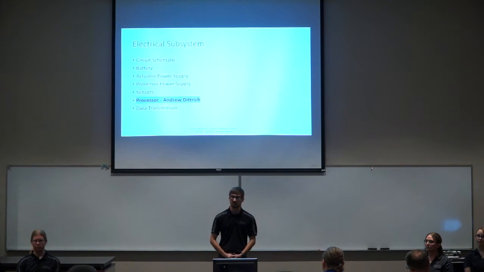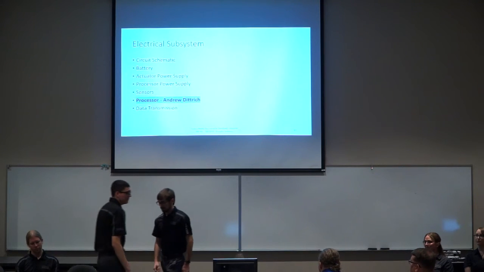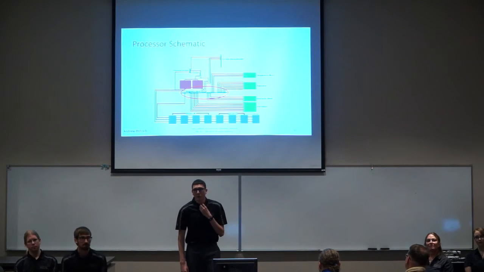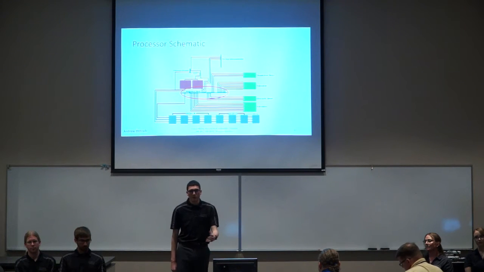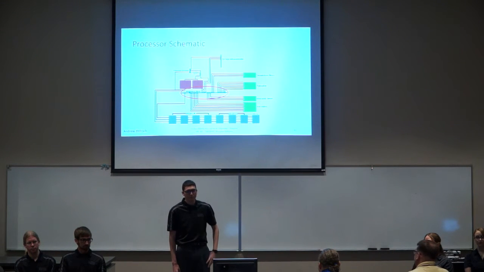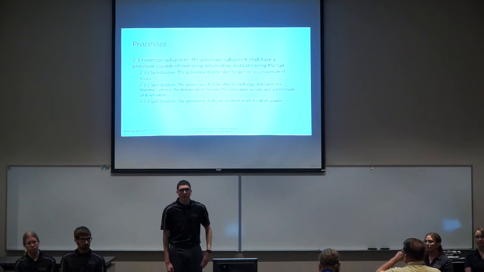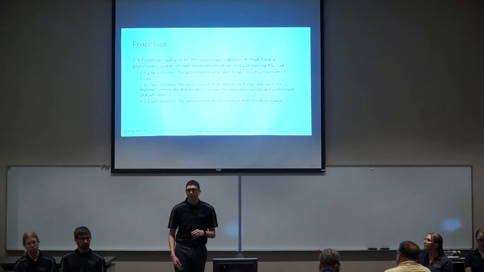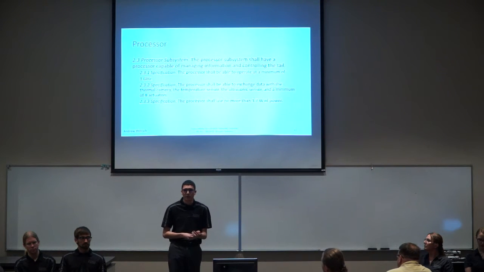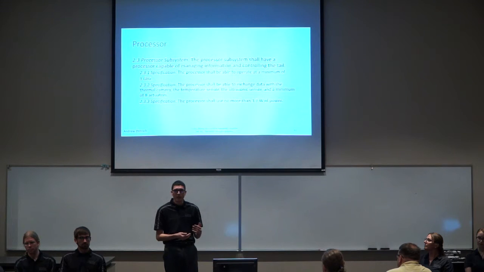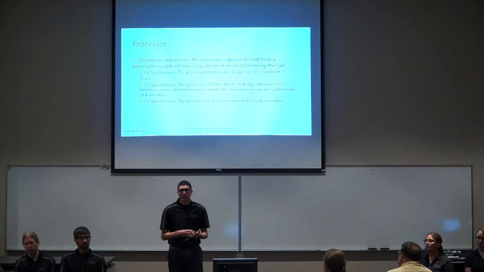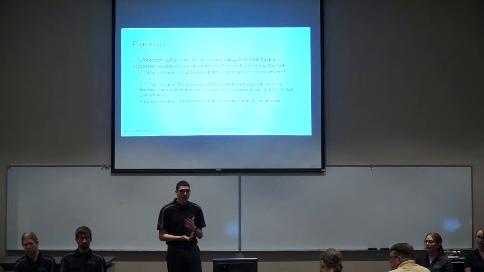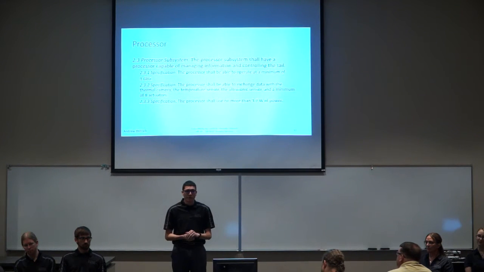And now Andrew Dietrich will speak about the processor. Thank you, Austin. So the processor we've been mentioning throughout this presentation is the BeagleBone Black, noted in the middle, circled in red. The requirements and specifications that best tie to our selection of a processor is that we want a processor that's capable of managing information and controlling the tail. So this means that we want to specify that the processor should have a minimum operational speed of 1 gigahertz. We want to be able to do the calculations required to operate this tail quickly, and so a 1 gigahertz processor will help us with that.